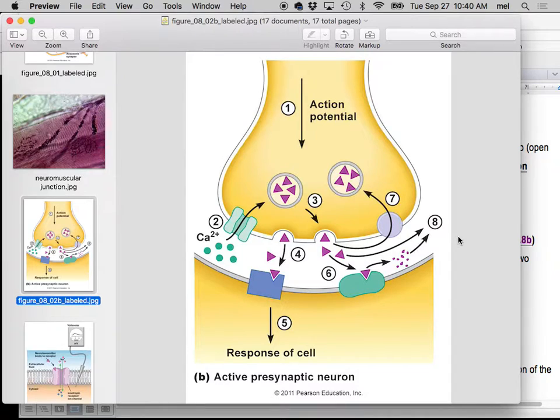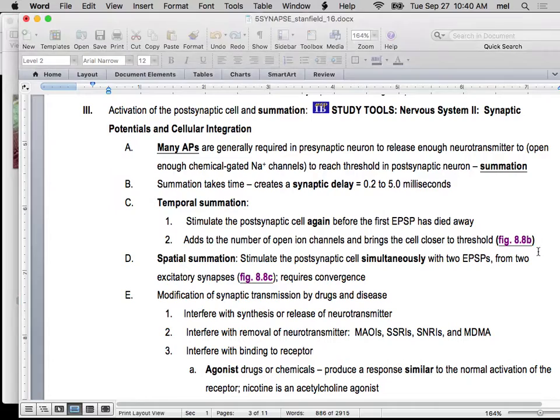And by sum, I mean if I release 10 molecules of acetylcholine and it caused a small depolarization, then I might need to release 10 more to cause a larger depolarization to try to actually get to threshold. Does that make sense? So there's two different ways that you can do this summation. Many action potentials are generally required on the pre to get enough neurotransmitter to cause an action potential on the post. And this concept is called summation.